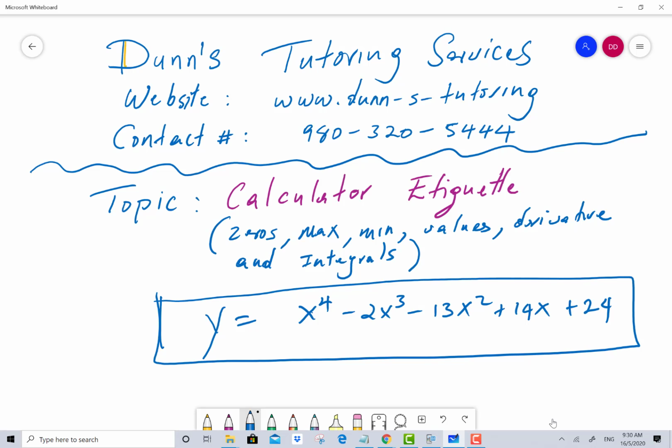So that completes my presentation. Looking at a very, very basic function here, we have y equal to x^4 minus 2x cubed minus 13x squared plus 14x plus 24. Now notice it doesn't matter how complicated the function gets, the same rule applies to finding the max, min, zeros, derivative, integral, depending on the situation.